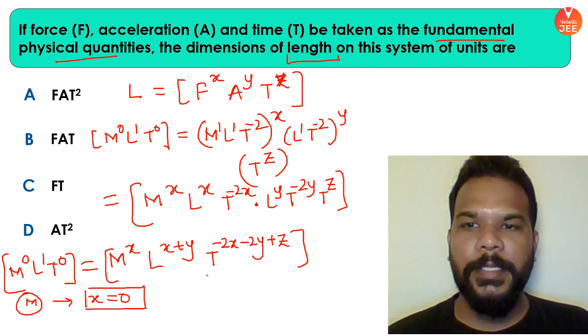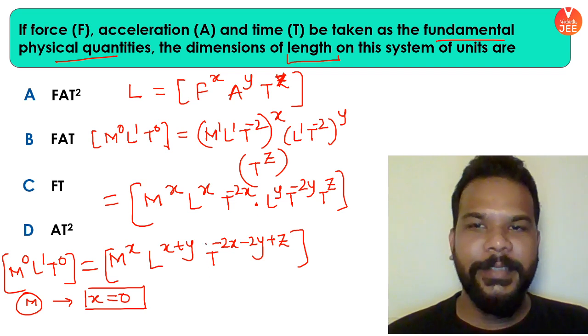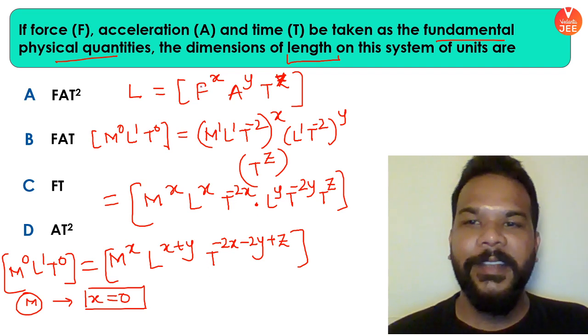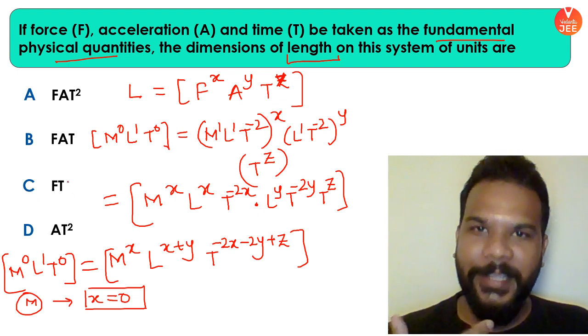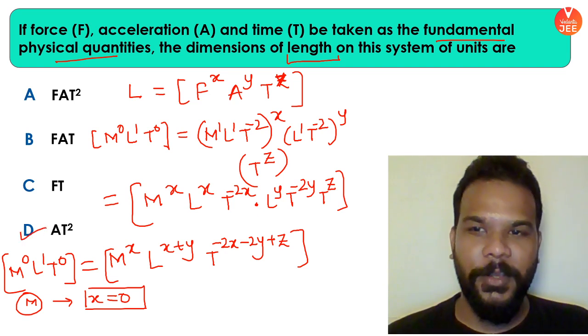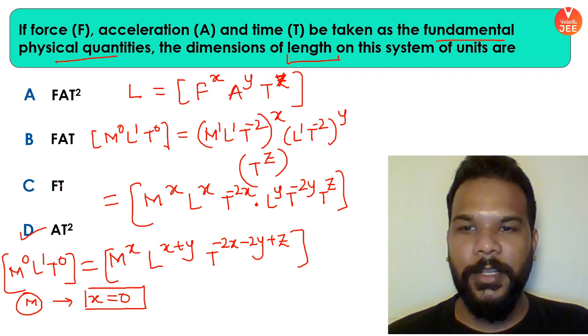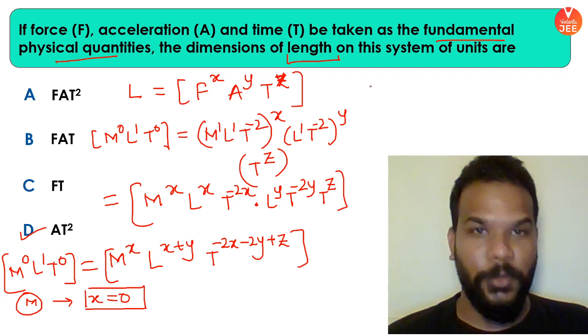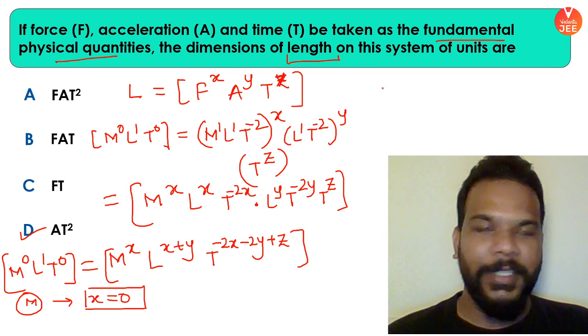X is 0. That means it is not depending on force, which means what guys? The option that tells you, by the way, we got the answer directly here, but we'll still find out the other powers as well. Answer is going to be option D for sure, because the rest of the options have some force power there, non-zero. So x is 0, jackpot.